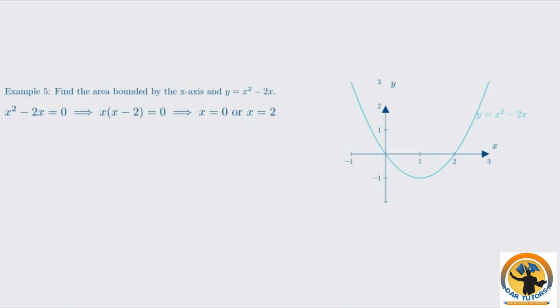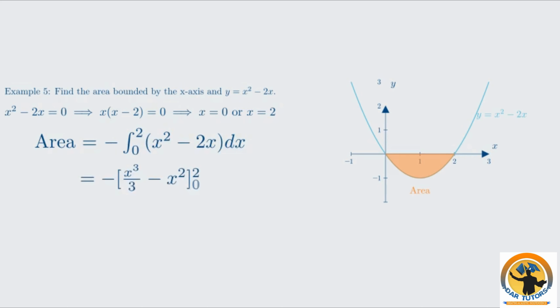This is an upward opening parabola with intercepts at 0 and 2. The region we are interested in is the one enclosed by the parabola and the x-axis, between x equals 0 and x equals 2. Notice that this region is entirely below the x-axis. Since the function is negative on this interval, the area is the negative of the definite integral. Area equals negative the integral from 0 to 2 of x squared minus 2x dx.